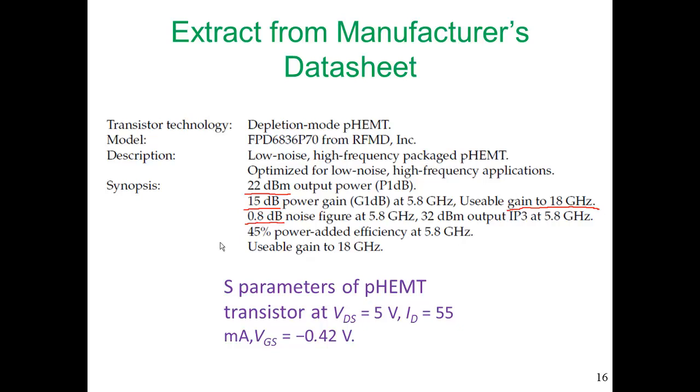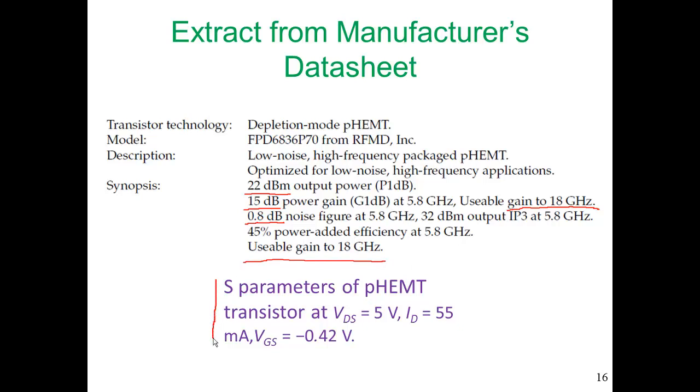0.8 dB noise figure is really quite good, so this could be used as the first stage in a receiver. But 100 milliwatts says that it could also be used to send a lot of signal out. So the key thing for us is that it's usable gain to 18 gigahertz. 8 gigahertz is not very far away from the optimized 5.8 gigahertz, so perhaps we could expect similar performance.